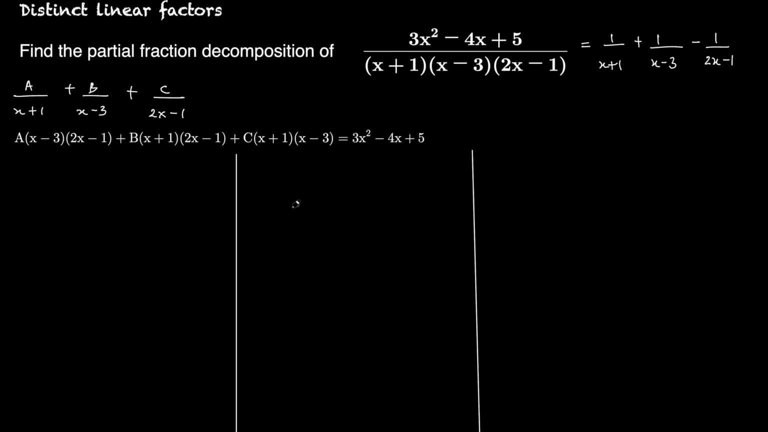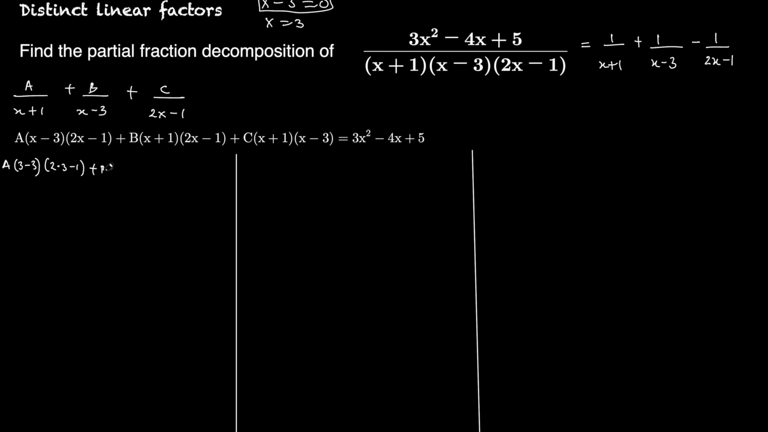Now to the cover-up method. The cover-up method basically has to do with taking a linear factor one at a time and setting the value to be equal to 0. So for instance, I'm going to be taking x minus 3 to be equal to 0. So x minus 3 goes to 0, which means that x must be 3 for this statement to be true. And I'm going to plug x equals 3 into each place x appears here. So we have a times 3 minus 3 times 2 times 3 minus 1.